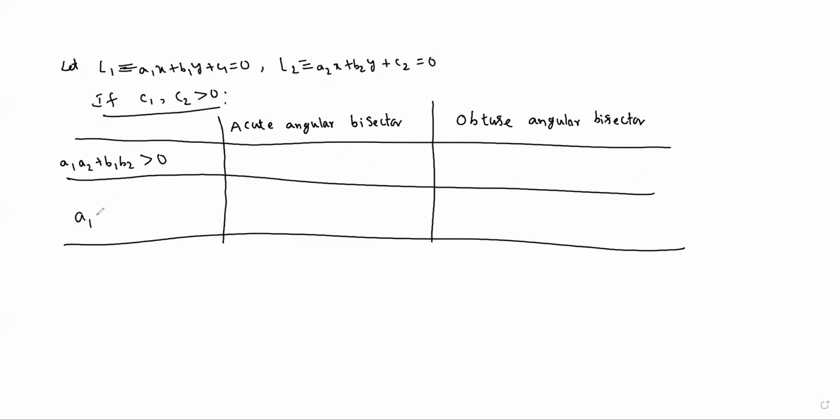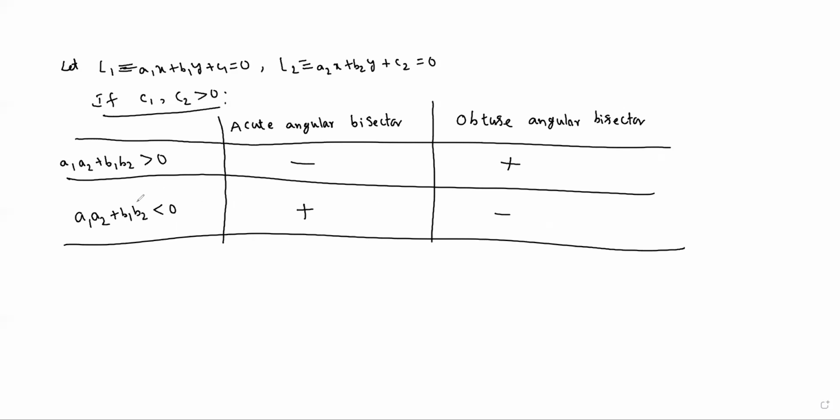Similarly, next, a1a2 plus b1b2 is less than 0. For example, if a1a2 plus b1b2 is 0, then clearly the lines are perpendicular to each other. Now when a1a2 plus b1b2 is positive, for the acute angle bisector, in the formula we gave before, you have to take the minus symbol. Obtuse means plus. When a1a2 plus b1b2 is negative, then you take plus here and minus there. This is a way to identify based on the given terms.